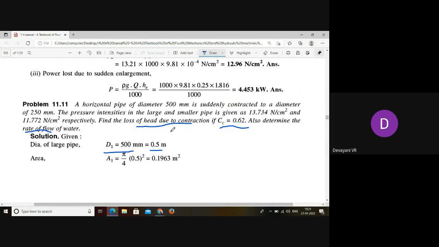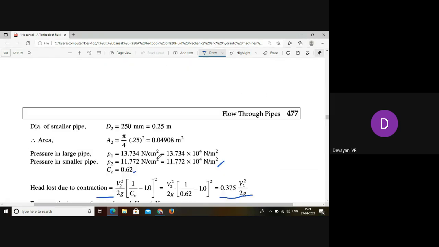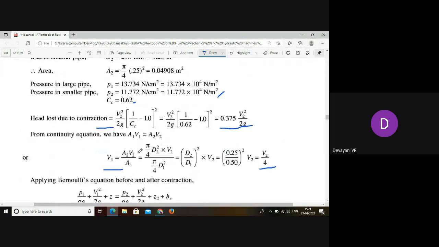So to calculate the velocity, we can use the continuity equation as well as Bernoulli's equation. Since the problem gives pressures, we have taken Bernoulli's equation. We need to simplify from Bernoulli's equation, so we take the continuity equation and express V1 in terms of V2.